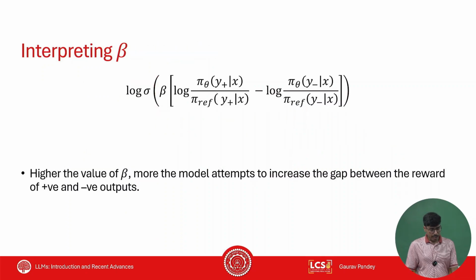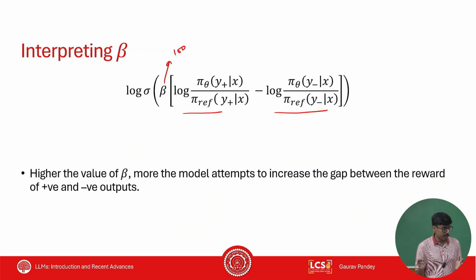Okay, second thing, what is beta? If beta is high, what will happen? If you think about this objective, let's say this beta is very high, let's say 100, then what will happen in that case? The model will try to make this as far away from this quantity as possible. It will try to increase the gap by a lot, right? If beta is small, the model will be okay to keep these values small. So beta sort of plays the role of a learning rate also. It's how much weight you want to give during training.